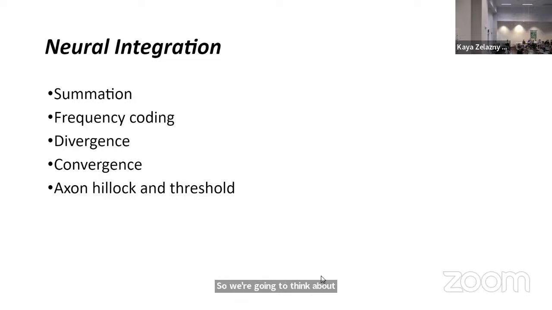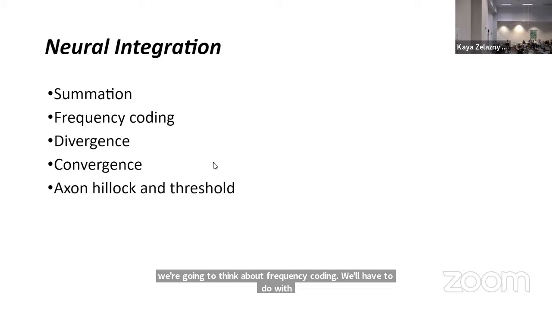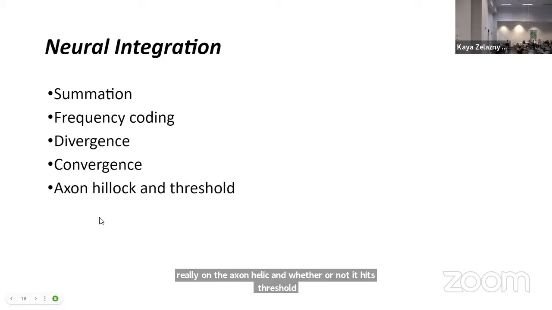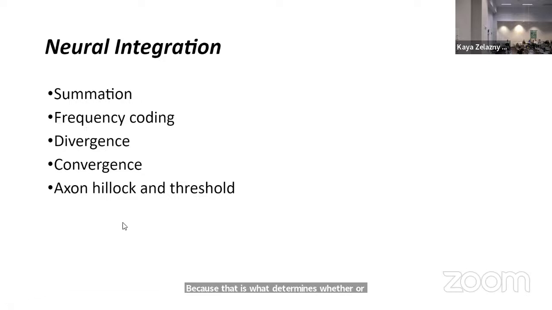We're going to be thinking about summation, which hopefully sounds a little familiar because we did a little bit of that as we were thinking about our graded potentials just on their own. And we're going to think about frequency coding, which is going to have to do with the speed of action potentials, divergence and convergence, which is going to be about directions of signals, let's say. And we're going to be making sure that we're focusing really on the axon hillock and whether or not it hits threshold, because that is what determines whether or not we have an action potential, which is our big picture question.